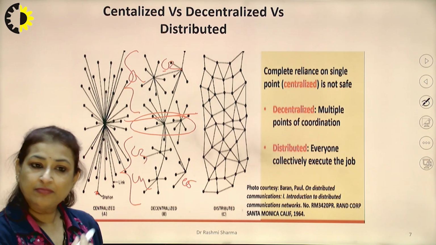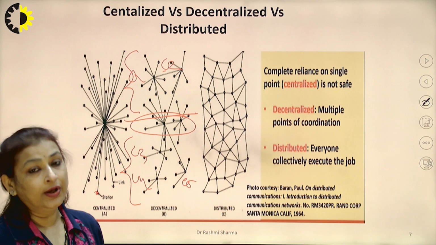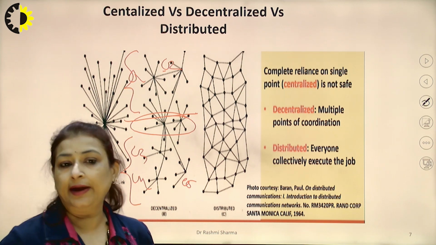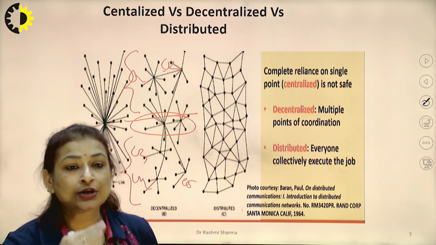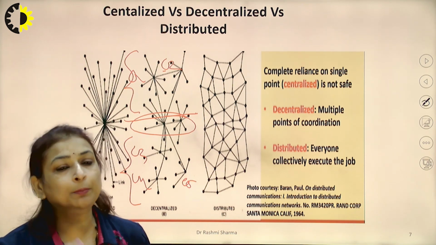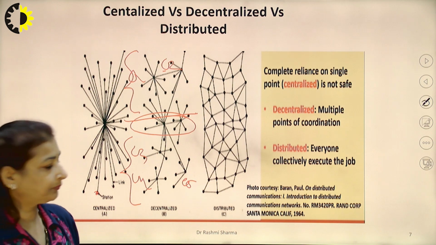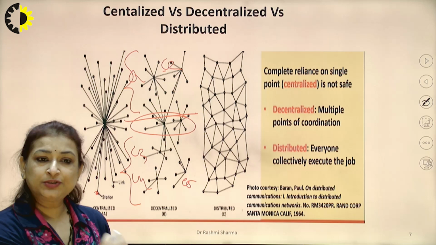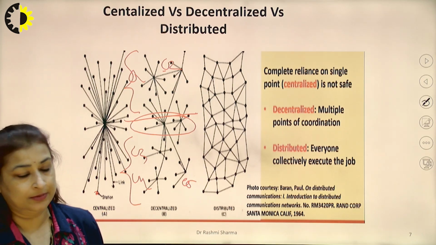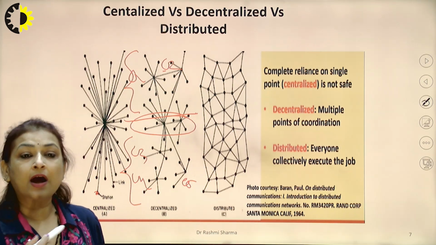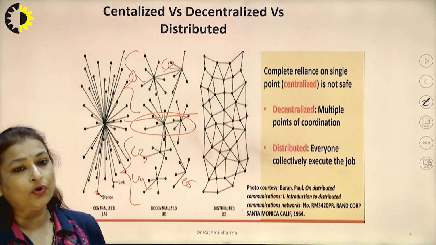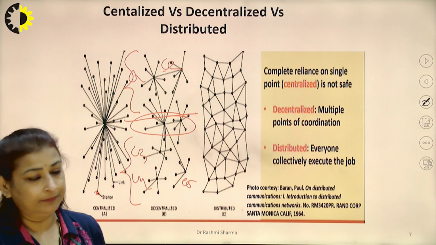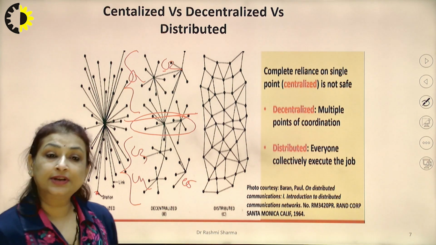So multiple failures are allowed, but we have to ensure that the network does not get divided into two parts, so that there is no communication between the disconnected parts. Obviously, we have multiple points of coordination in this decentralized system. All these coordinators are points of coordination. If you are not able to get the services from one coordinator, we can get the service from another coordinator.